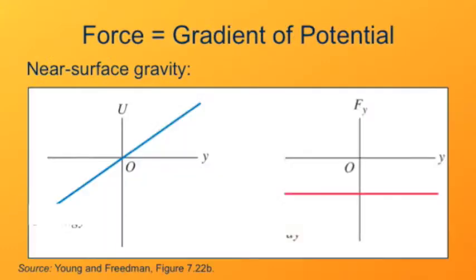Here are some examples showing a potential energy function and a graph of the force. So here on the left, we're showing a plot for near surface gravity, mgy, y being height. So as height y increases, potential energy U increases proportionally. That's a straight line. It's got a constant slope. That slope has to be mg. Take the negative of that for the force. Sure enough, you see a constant force. It's negative g.